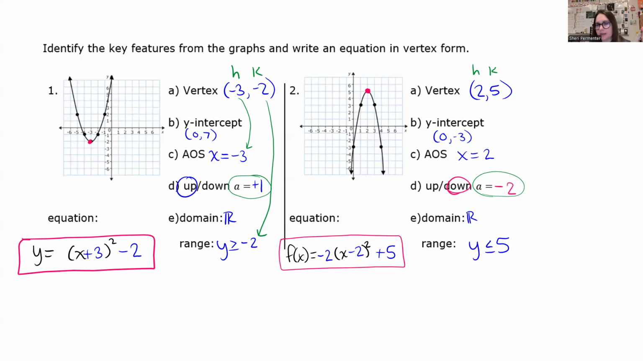So again, H comes from here. And then, yes, your vertex tells you your axis of symmetry and your range. If you put it, it's not going to make a difference. It's like X versus 1X. Same thing.